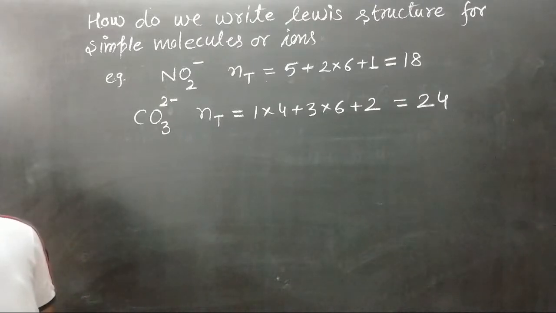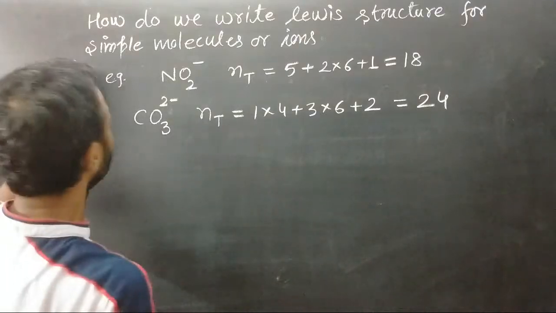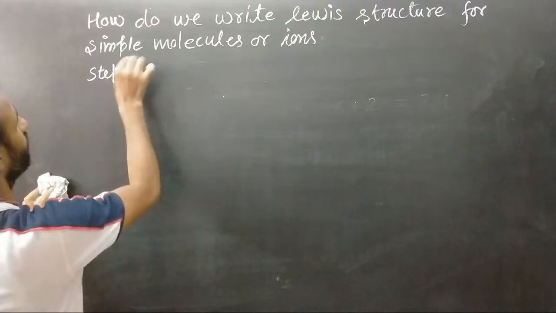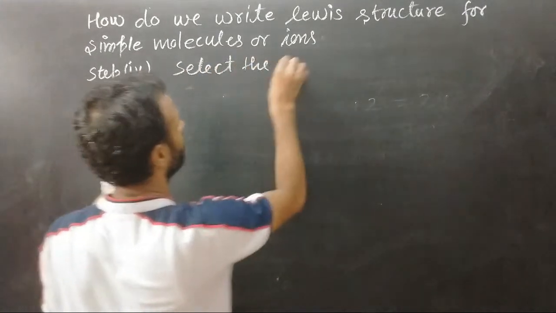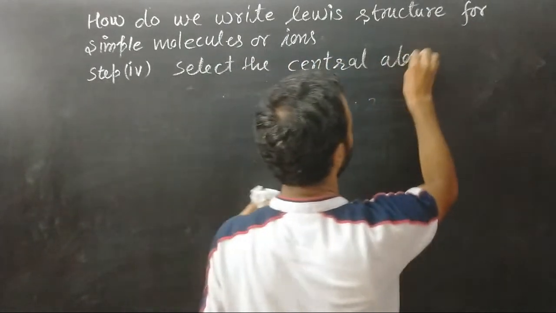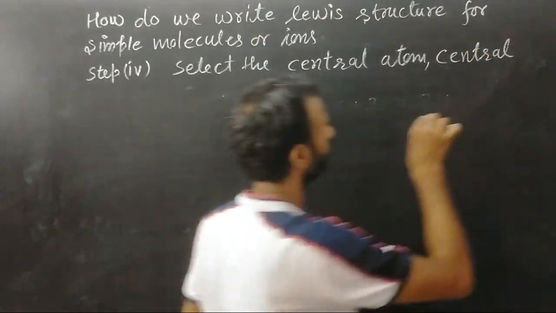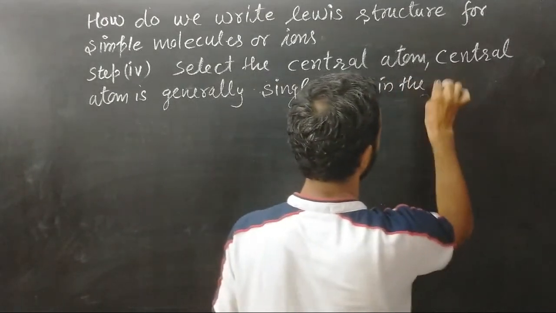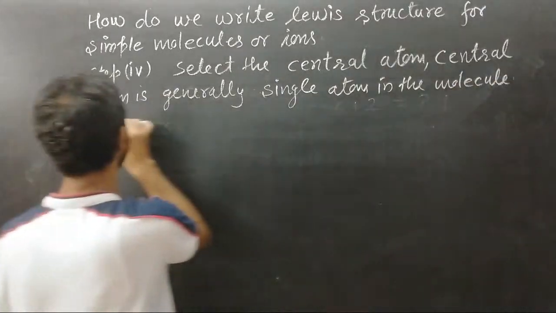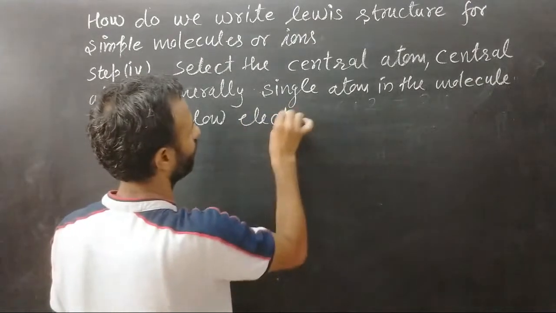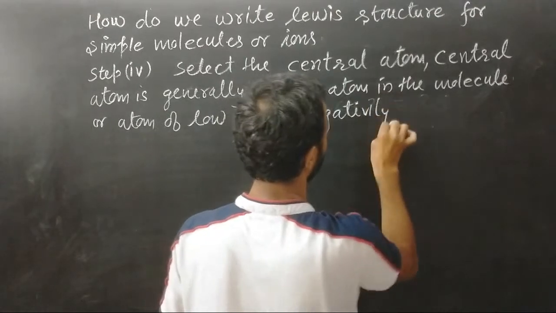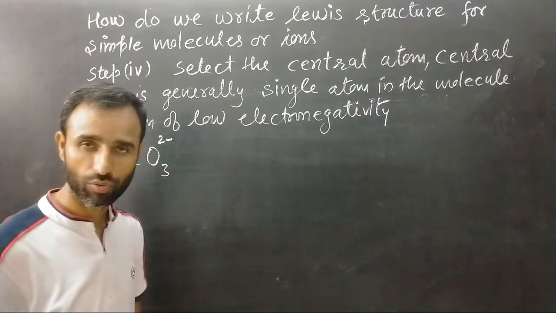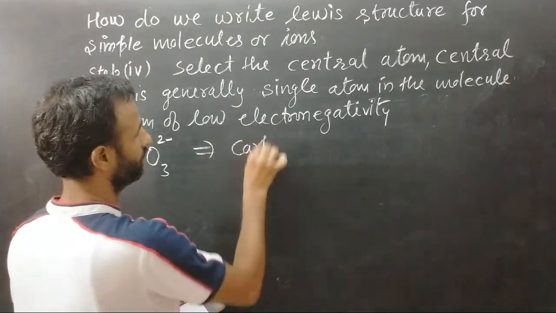Now after getting the total number of valence electrons, we will select the central atom. Step 4. Select the central atom. The central atom is a single atom in the molecule or an atom of low electronegativity. For example, if we have carbonate, which one is the central atom? Yes, in this case, carbon is the central atom.